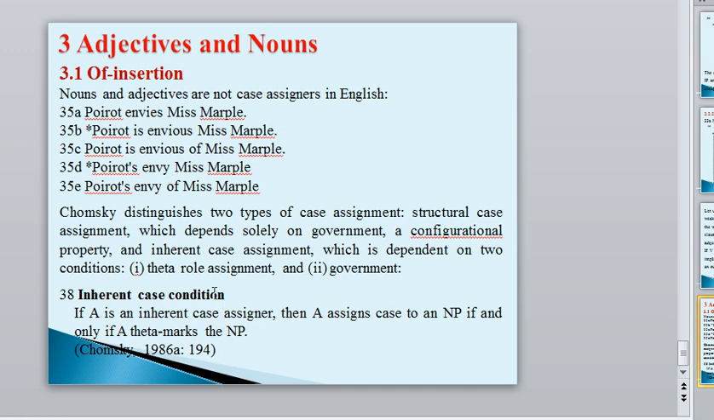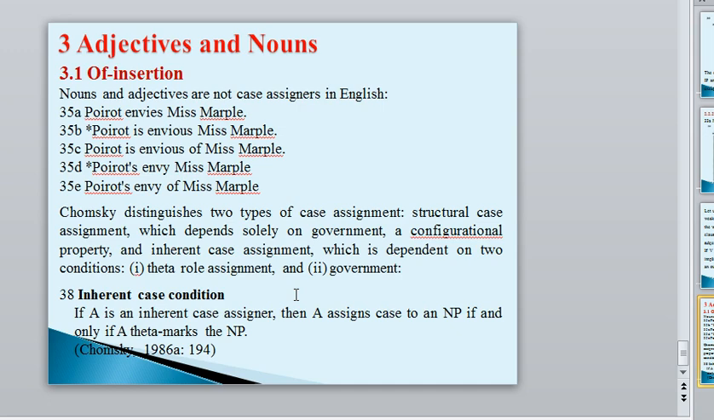As I told you, we should have two kinds of condition in inherent case assignment: theta role assignment and government. You see here, this is the inherent case condition. So in this part, again, we talk about structural case assigning. First, we talk about exceptional case assigning, as I told you.